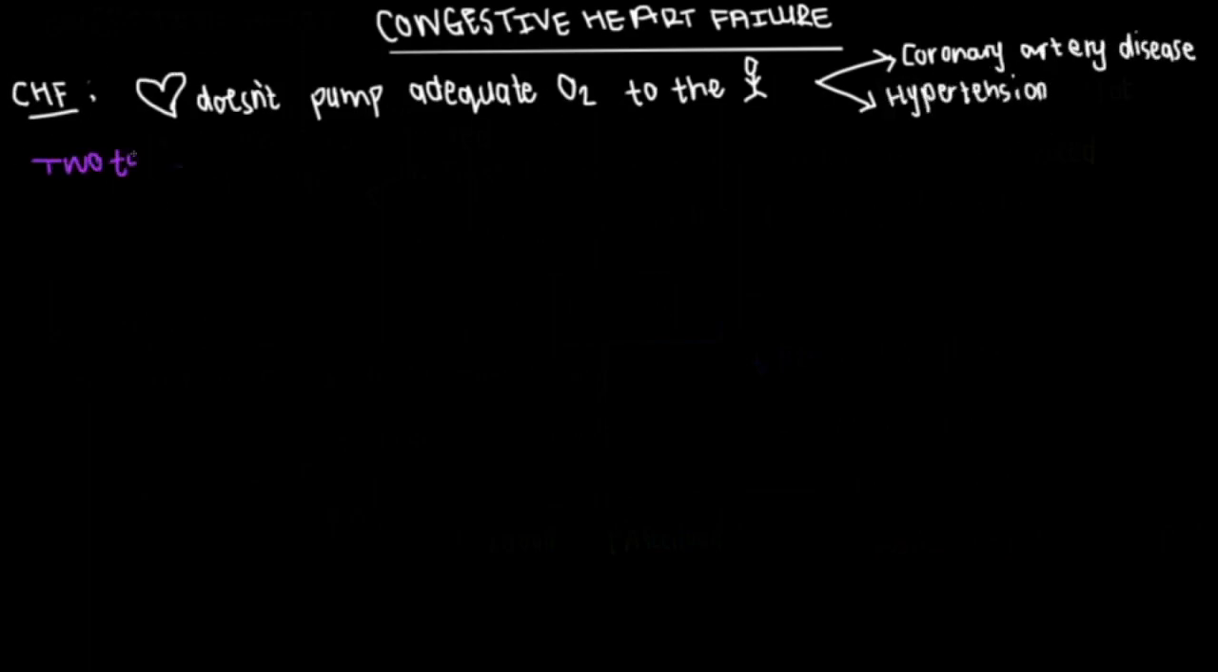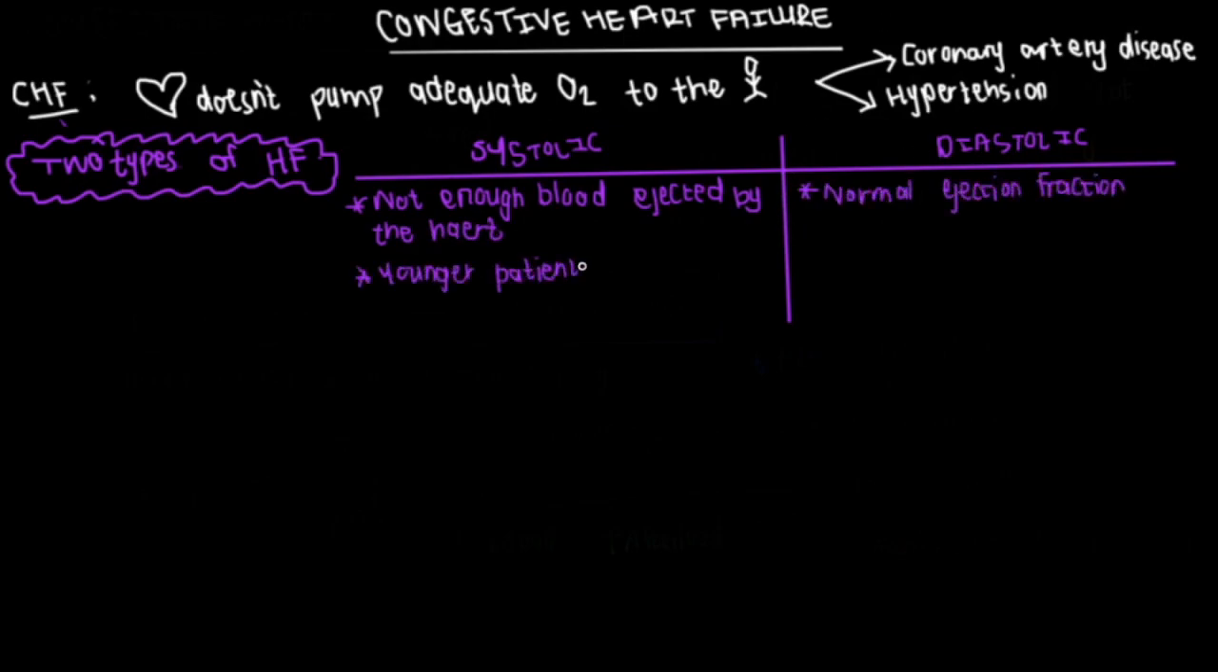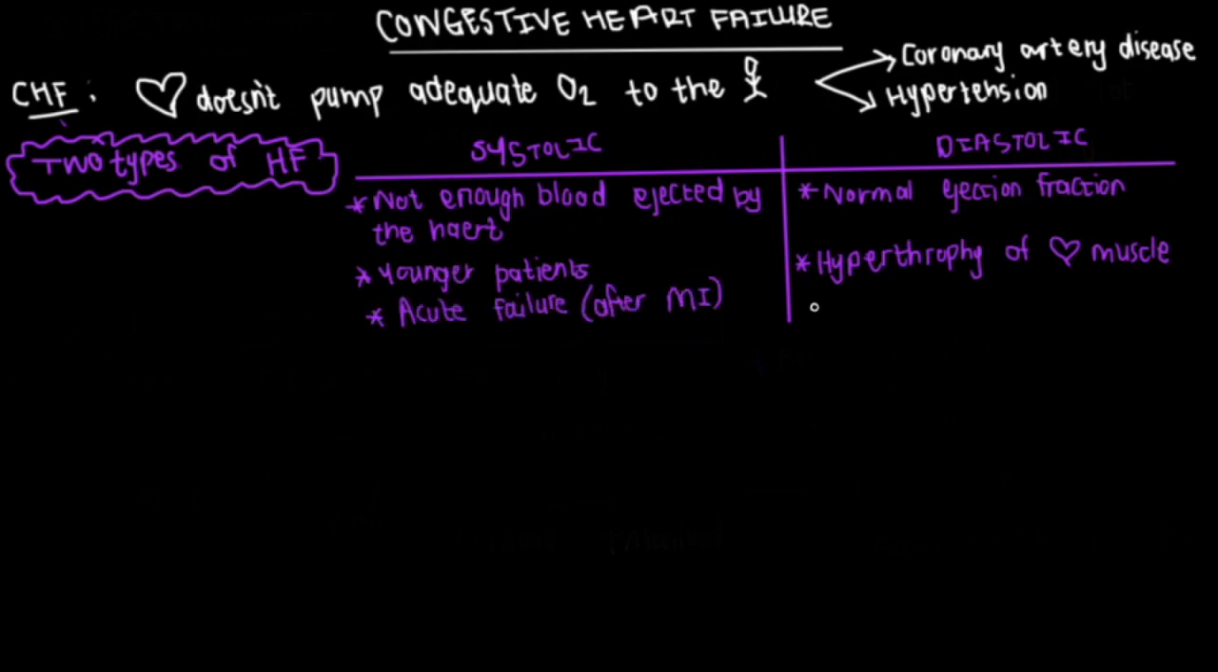There are two types of heart failure: systolic failure and diastolic failure. Systolic failure is more often seen in younger patients, and this happens when the contractility of the heart decreases, and thus the amount of blood being ejected isn't enough to meet the oxygen requirements of the body. This is typical of acute failure that usually occurs after a myocardial infarction.